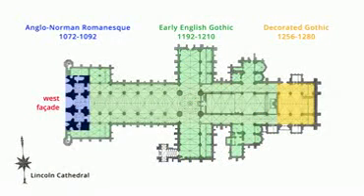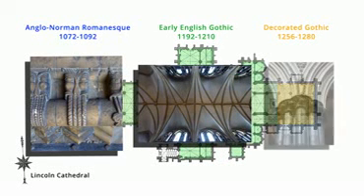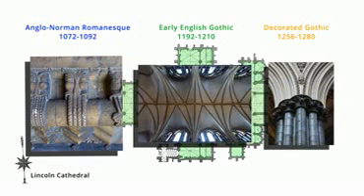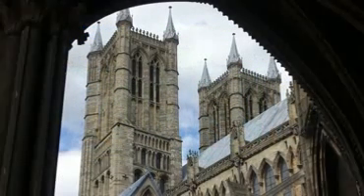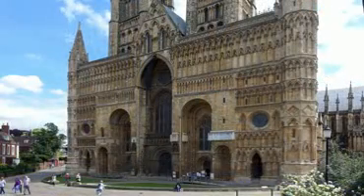So here at Lincoln, we can see the development from the Anglo-Norman through the early English Gothic, through the Decorated. This staged development allows us to read the cathedral as a kind of textbook of the development of architectural styles. But more than that, this is simply a magnificent cathedral.